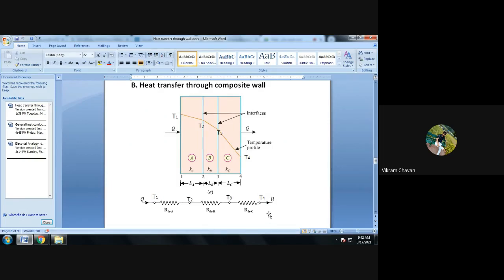Okay, is everyone getting it? Whether you understood the diagram? Is there any question, any doubt?